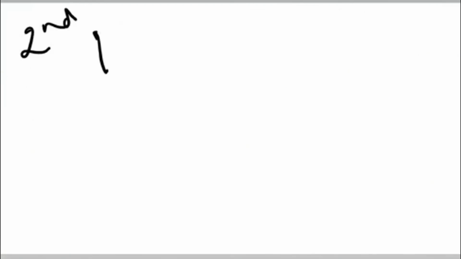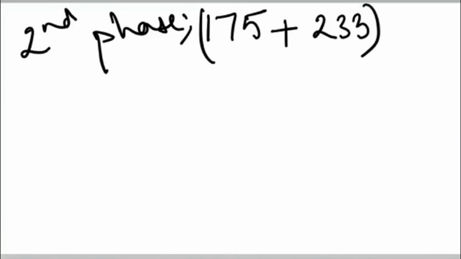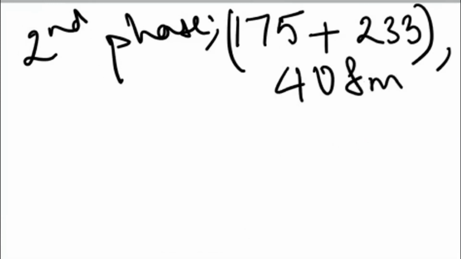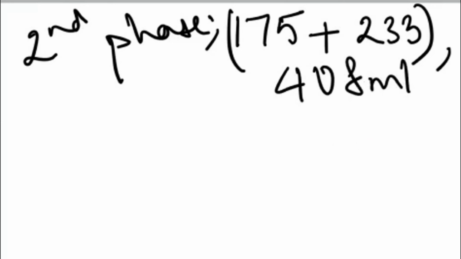Moving on to the second phase of rehydration, we need half of the pathological losses and a third of the daily requirements. For water, we have 175, which is half of the pathological, and a third of the daily, which is 700, would be 233 mils. So in total, we have 408 mils of fluids to be delivered. Now for sodium, we have half of the pathological, which is 14 millimoles, and then we have a third of the daily requirements, which is 7. So 14 and 7 becomes 21 total millimoles of sodium is required.